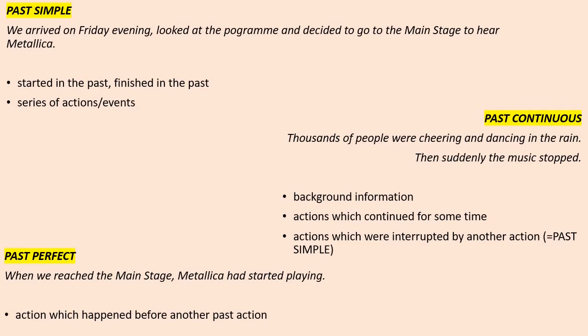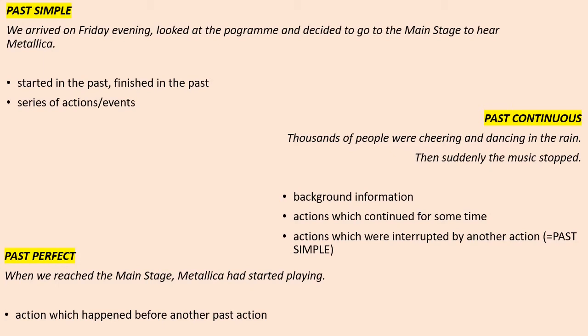and for actions which were interrupted by another action. And look at the example here. Thousands of people were cheering and dancing in the rain. That is background information, so giving the context. And then suddenly the music stopped. Notice here that there is past simple in the second sentence, and this sentence interrupts the first one.